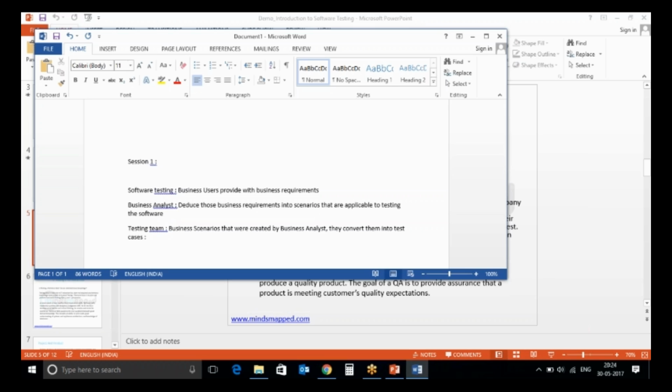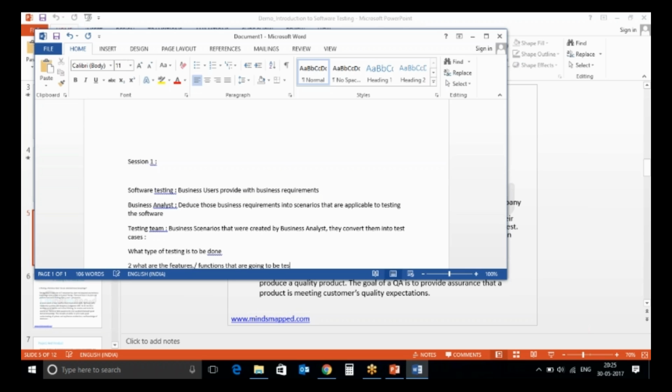Before converting them into test cases, a lot of planning and strategy is done on how we are going to test these business requirements. What type of testing will be done? A major thing that comes into test planning is what type of testing is to be done. The second thing is what features or functions are going to be tested.